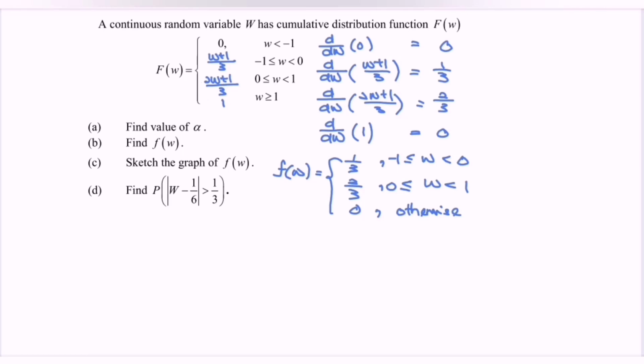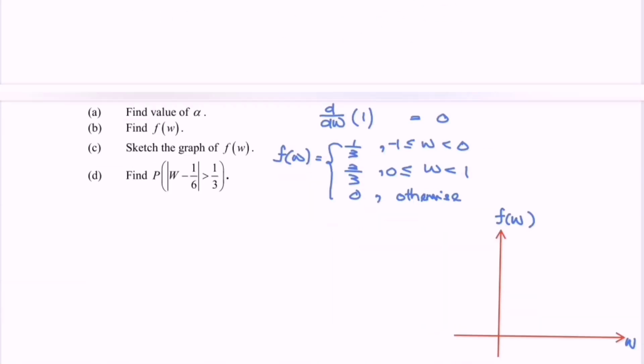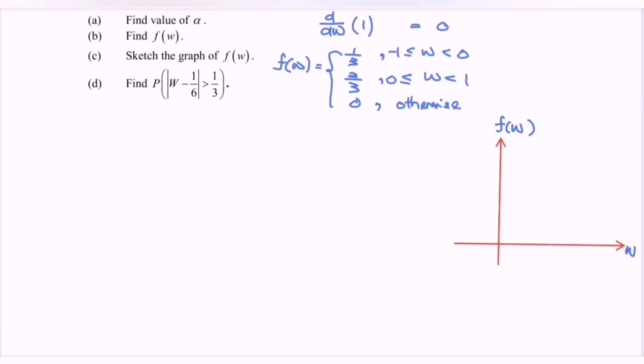Then sketch the graph. So next what we have to do is to sketch the graph. Start from -1 until 0, we have the function 1 over 3. Continue, start from 0 until 1, we have the function 2 over 3. So that will be the graph for f(w).